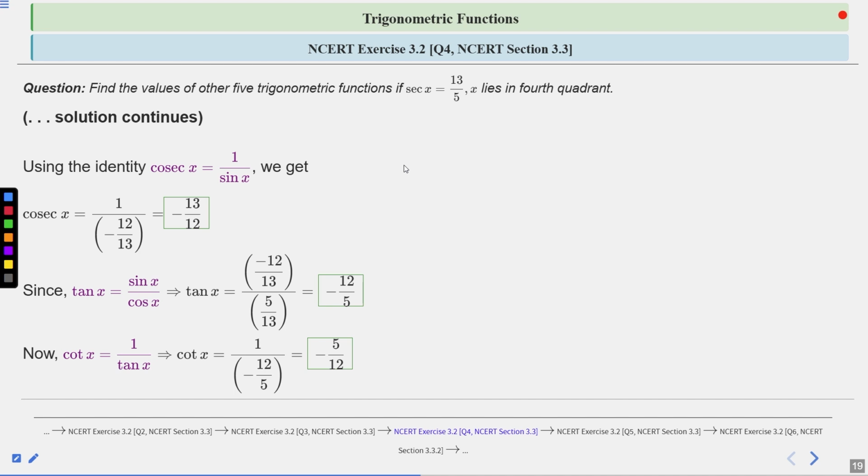Now, cot x will be equal to 1 upon tan x. Therefore, cot x will be equal to 1 upon minus 12 by 5, which is equal to minus 5 upon 12.